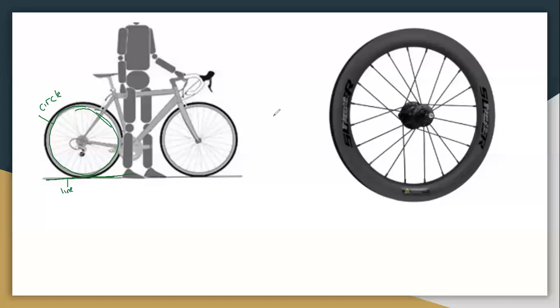So whenever you have a circle and the circle is touching a line at only one point, that point where the circle touches is what we call the point of tangency. So in today's lesson, we are going to look at that.